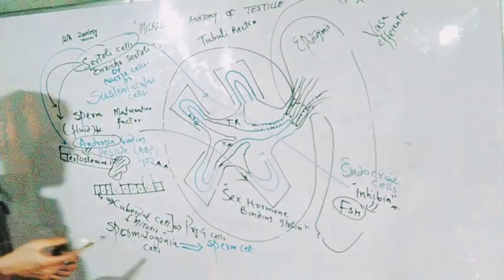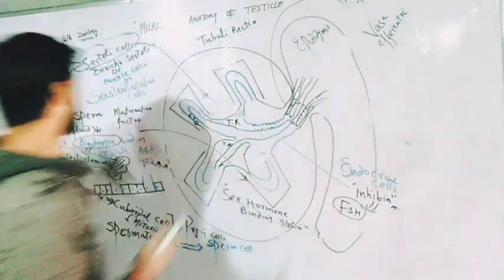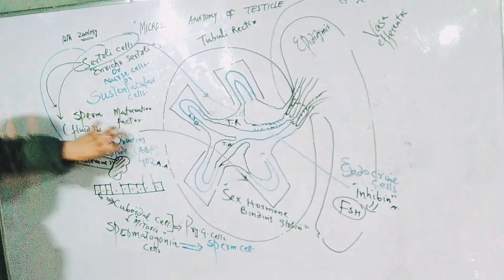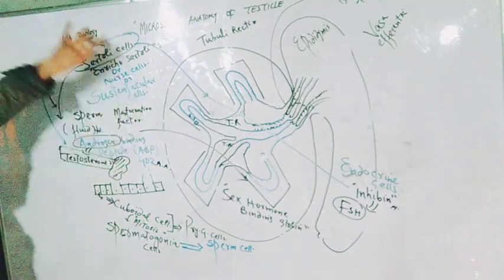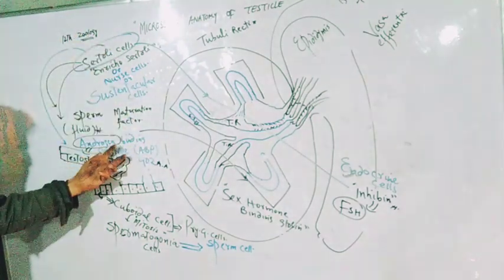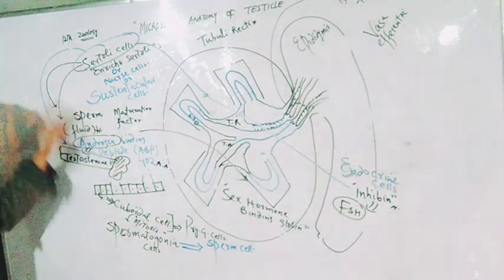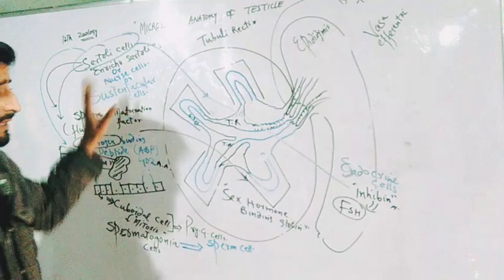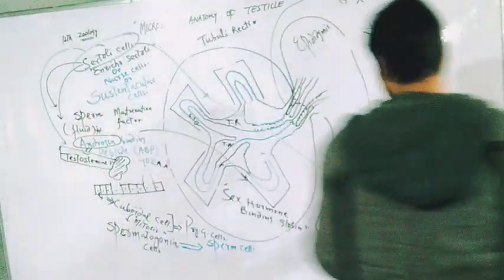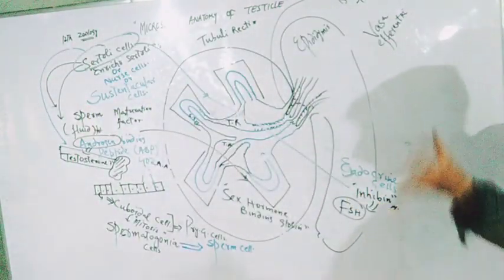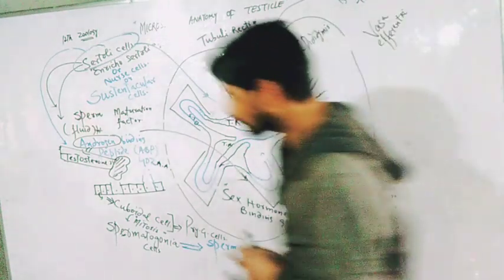But right now आप इतना याद रखो, Sertoli cells produce sperm maturation factor. Sertoli cells produce androgen binding peptide, और जिसको आपने कहा sex hormone binding globulin. The third point, Sertoli cells produce a special secretion called inhibin.